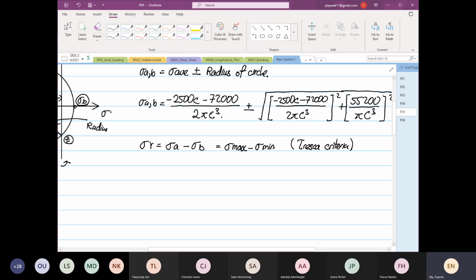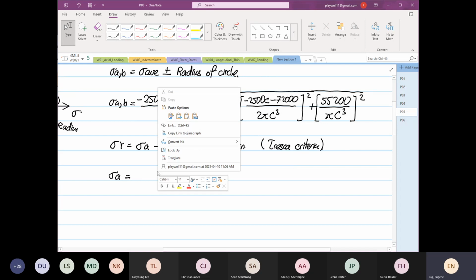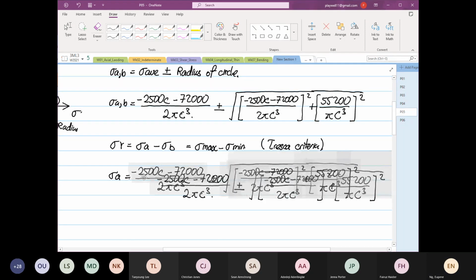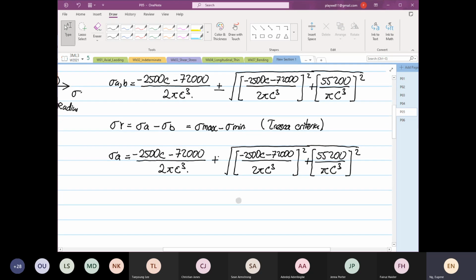Okay. So we know that stress A and B, one is plus, the other one is minus, right? So when that's the case, if I were to write stress A, okay, I'll write what is stress A first, okay? So this plus, okay, so this is my stress A. So stress A, for example, is my plus, right? Stress B will be my minus.